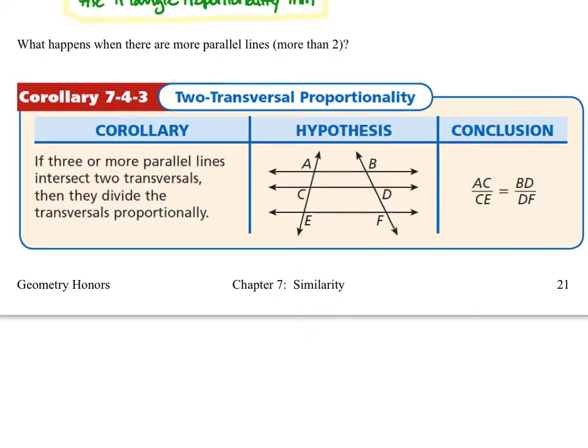What happens when there are more than two parallel lines? And we can see what's happening with the diagram where we've got three parallel lines and two transversals going through them.